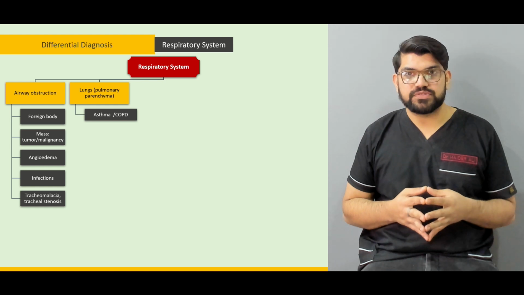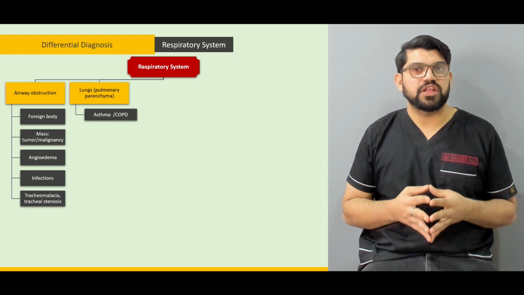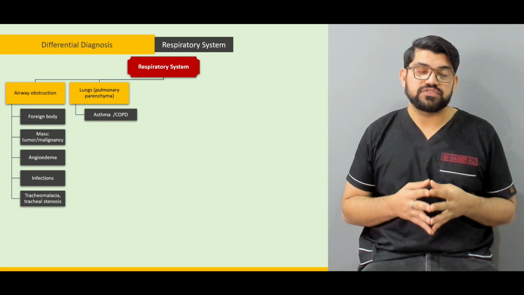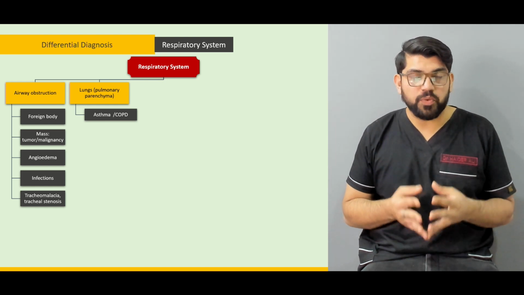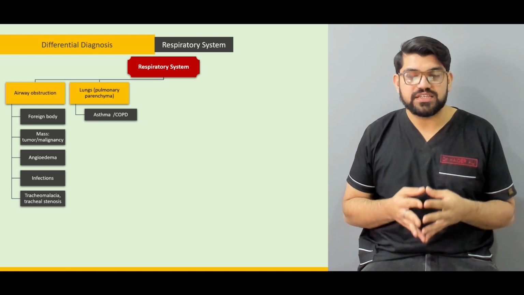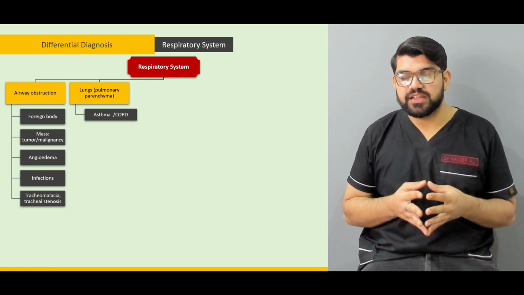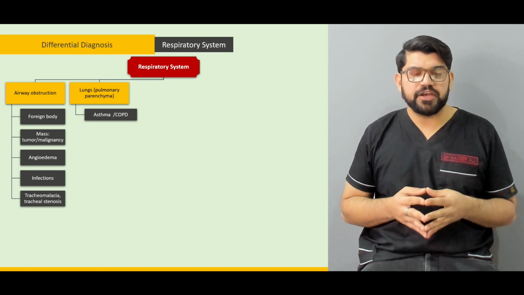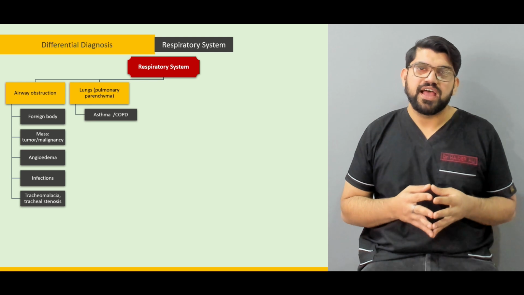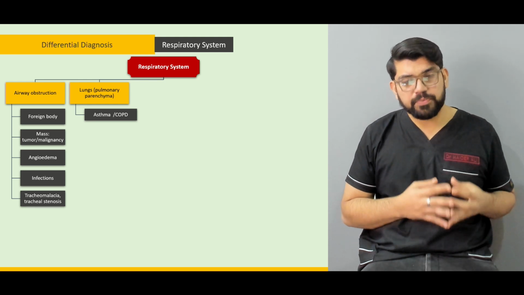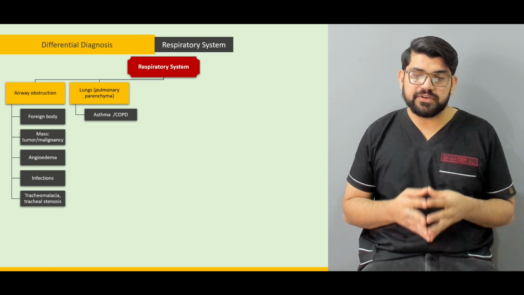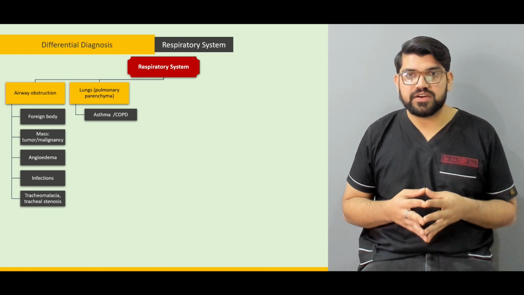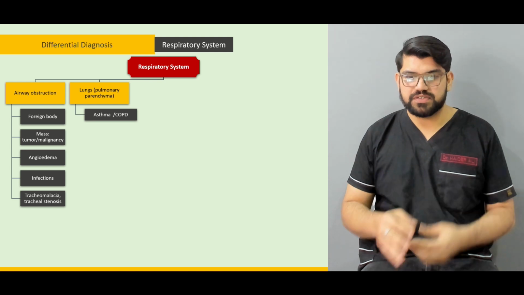Likewise, in chronic obstructive pulmonary disease, patients with a history of smoking or a history of COPD can present, especially in winters or post-infection, with shortness of breath and symptoms of acute exacerbation. Usually, patients with asthma and COPD have a long-standing history or a previous history of similar attacks, especially in winters or following upper or lower respiratory tract infections.